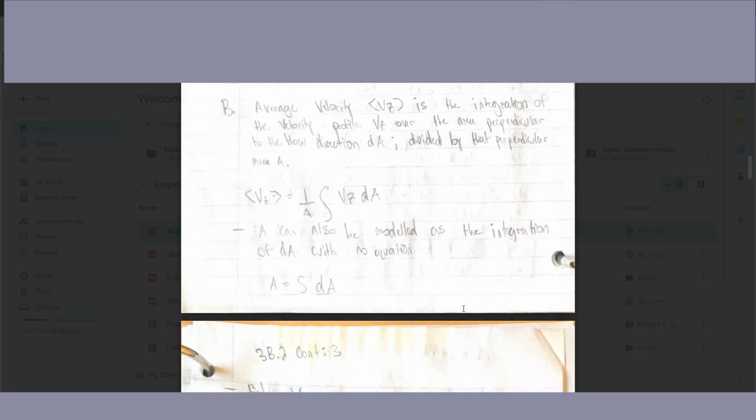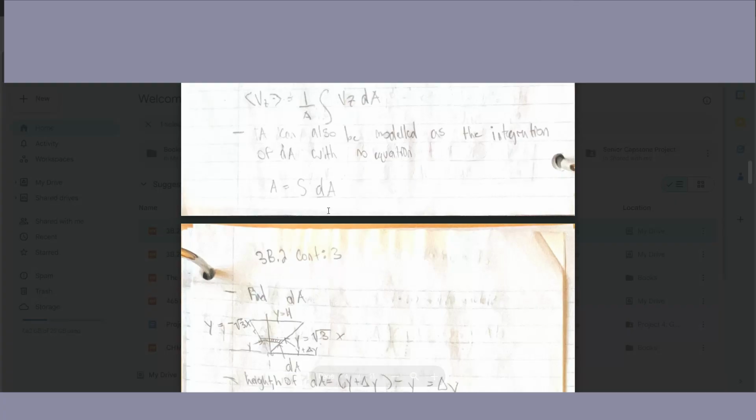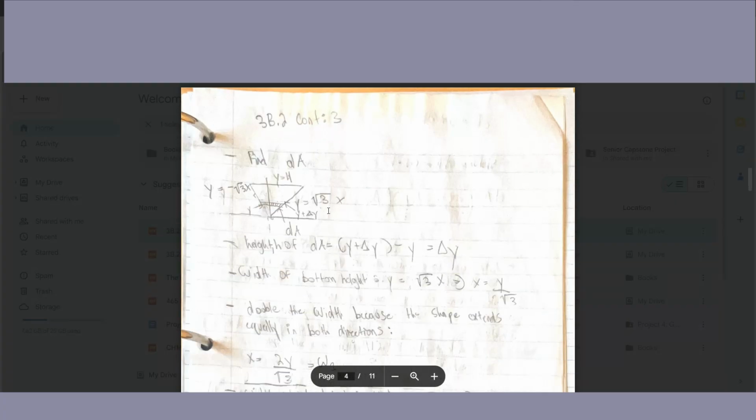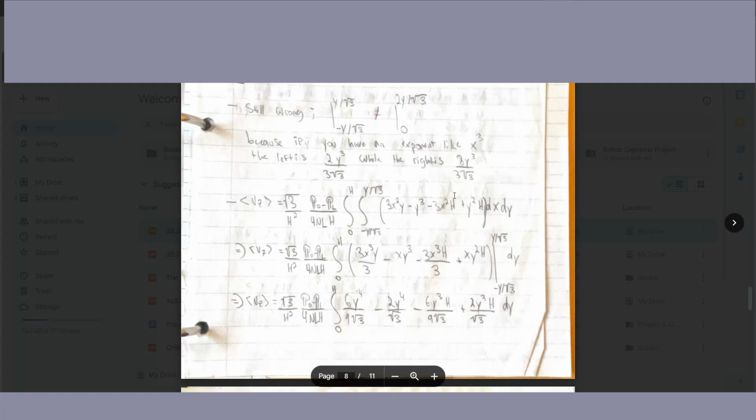It can also be modeled as the integration of dA with no equation. So it's another way to get the area, mostly a way to verify your dA, because you can find A pretty easily, just the area of this triangle. That's the easy part, but it's a good way to verify that your dA is the correct one. So this is the differential area that we're trying to model. It's like this little split, and it moves up and down. So dx dy is right, from y over root 3 to negative y over root 3.